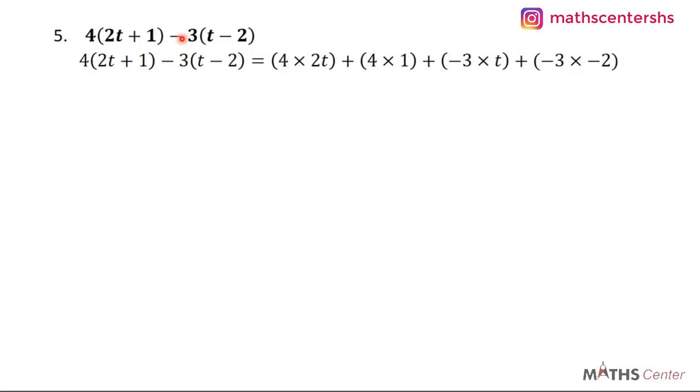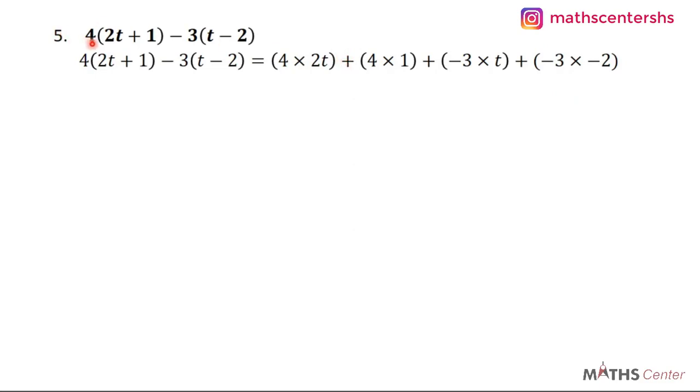So plus, now you come to what is in the second bracket. What is outside the bracket is minus 3. So minus 3 will multiply the first term in the bracket, so minus 3 times t. So we are going to get 4 times 2t in one bracket plus 4 times 1 in one bracket, then plus minus 3 times t in one bracket. Then you bring the plus again and you open another bracket, minus 3 times minus 2. So you distribute what is outside the bracket over what is inside the bracket. Now whenever you close a bracket, make sure that the next sign is addition.